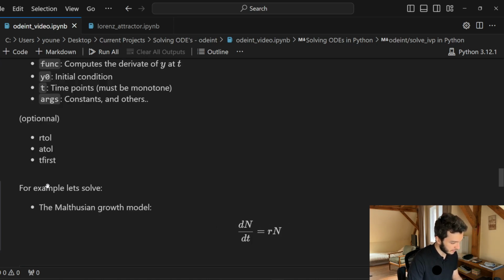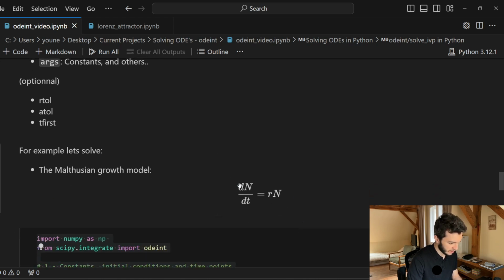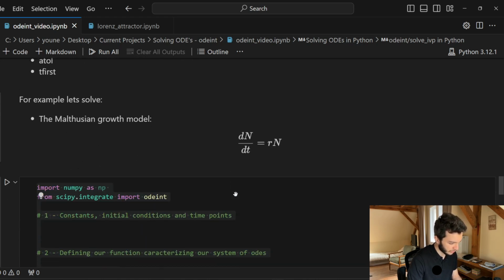Now let's see by solving this very simple equation called the Malthusian growth model. So this equation describes in a way that, for example, you have a given population at t equals 0. Let's say you have 10 people. And then you can say that r is a growth rate. For example, every year, this population increases with 3 people, for example.